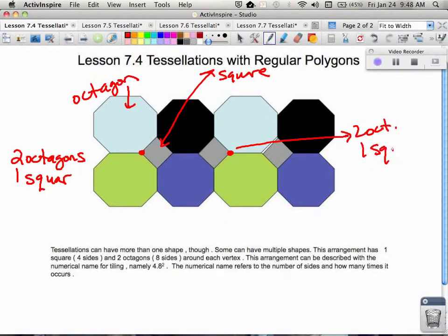Now, when we talk about tessellations, if they're going to represent how you say that you have 1 square and 2 octagons, they write it down below as 4.8 squared. The 4 means a 4-sided figure, and the 8 means an 8-sided figure. The squaring means that there are 2 8-sided figures. So highlighted there means that you have 1 4-sided figure and 2 8-sided figures.